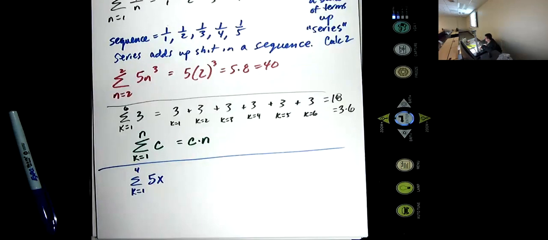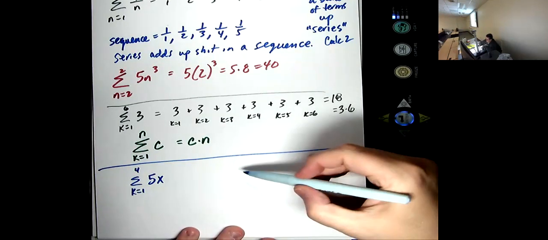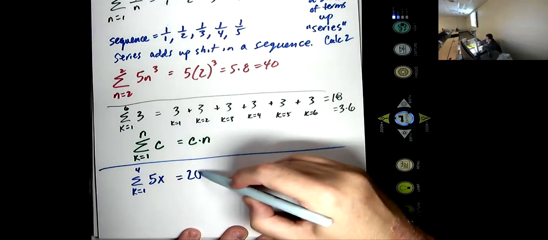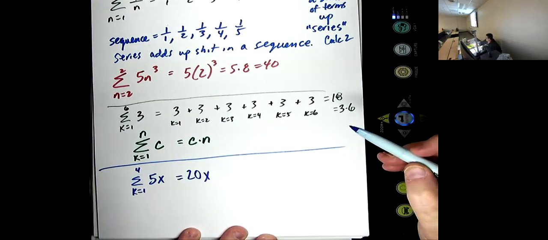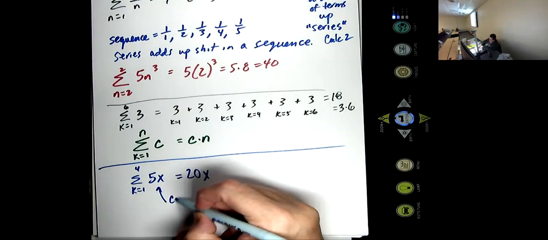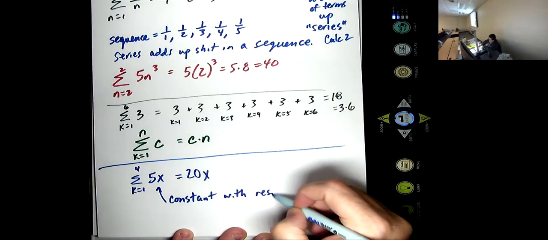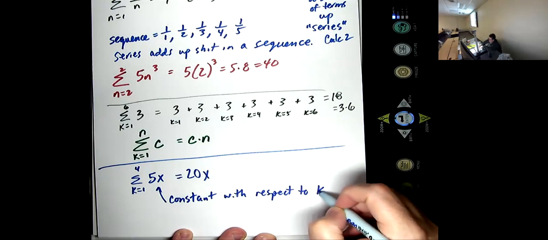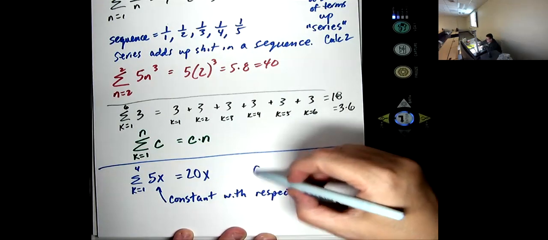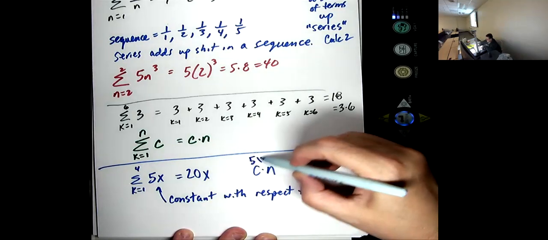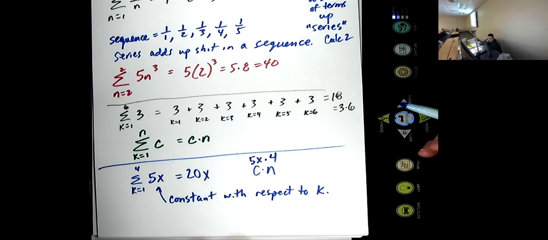What's the answer here? 20x. The answer here is 20x. This is constant with respect to k. So we just do c times n, where this is 5x and that's 4. It's a trap.